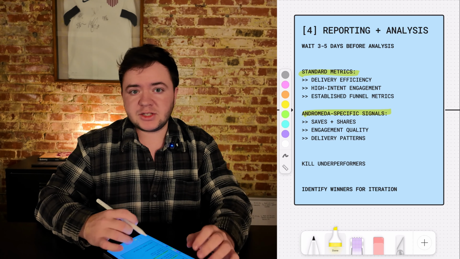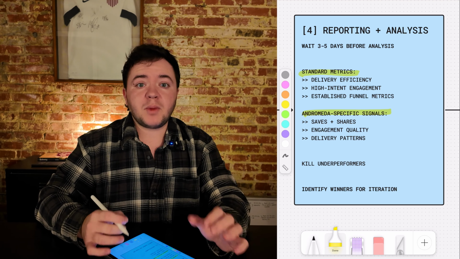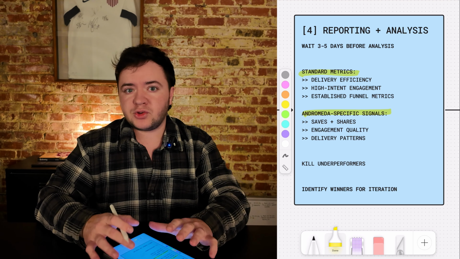And then the last piece here is your delivery patterns, similar to your efficiency, but we just want to keep an eye on if Meta is consistently showing your ads or if it's reducing delivery.